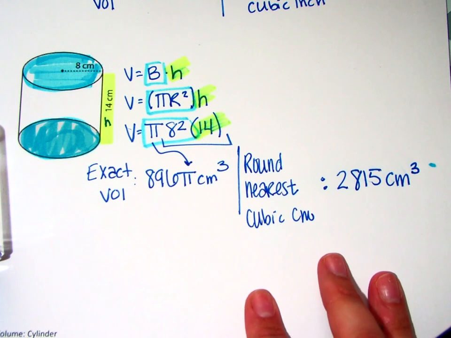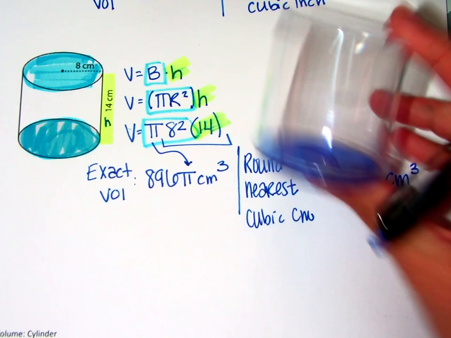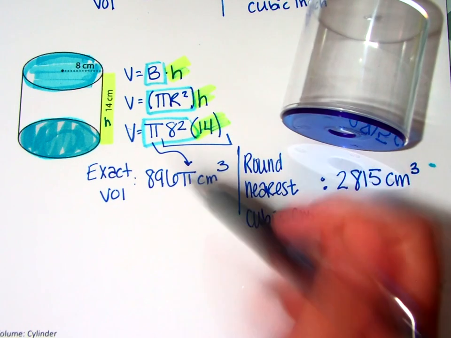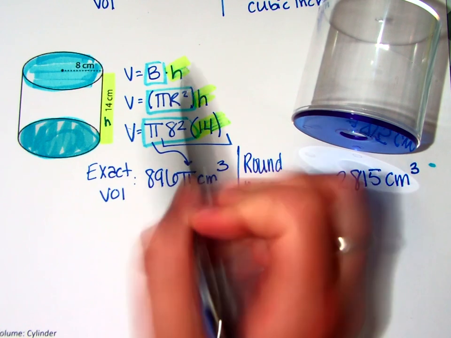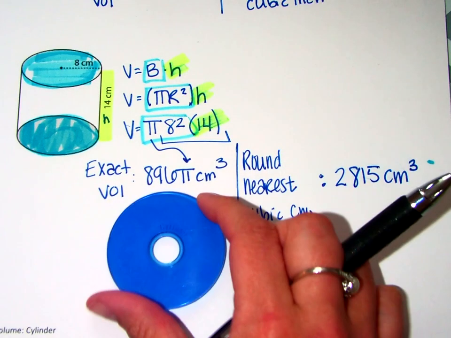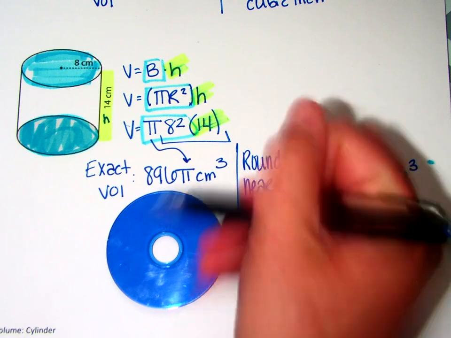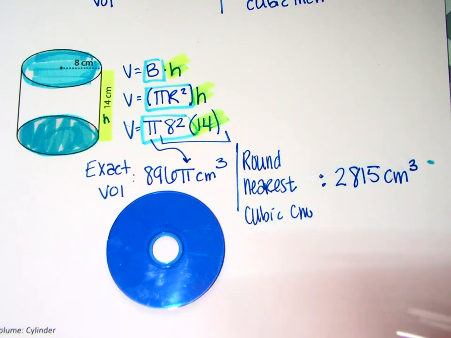Things to remember about cylinders. 2 bases. I still have 2 bases. So that means that my volume formula is still area of the base times height. However, when I'm doing area of the base, I should be using pi r squared, not length times width, because the base shape is a circle.